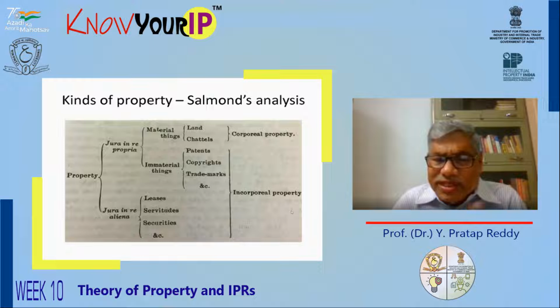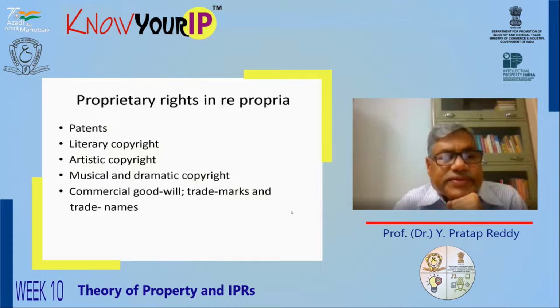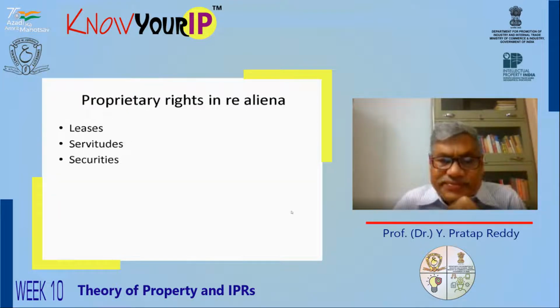Only for that purpose, we are looking into this table as given by Salmond in his Jurisprudence. These are the proprietary rights in re propria, that is rights over one's own property. Salmond enumerated patents, literary copyright, artistic copyright, musical and dramatic copyright, commercial goodwill, trademarks, and trade names as proprietary rights in re propria. In re propria means right over one's own property. That is incorporeal property. Next one.